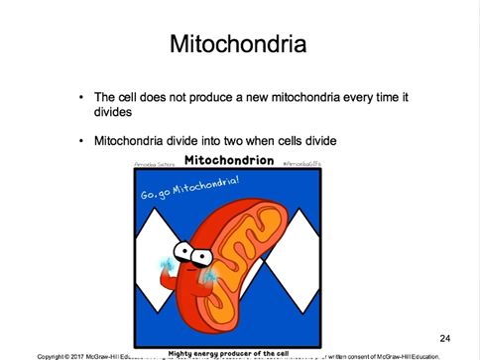The cell does not produce a new mitochondria every time it divides, which is interesting because most cells will make their own organelles. Instead, the mitochondria will divide into two when the cell divides. That's what makes the mitochondria different from other organelles.